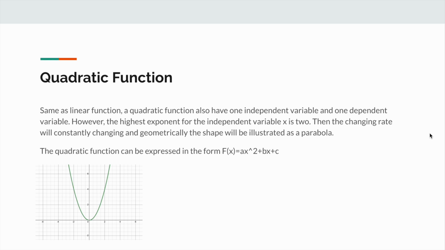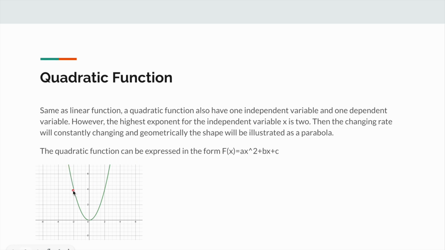And lastly, the quadratic function is built up from the linear function. In a linear function, the highest exponent of x, which is the input, should be 1, but in a quadratic function, it can be 2. So there will be multiple input values for a certain output value. Same as the linear function, the quadratic function also has one independent variable and one dependent variable, on the plane. But the changing rate is not the same throughout the whole function.